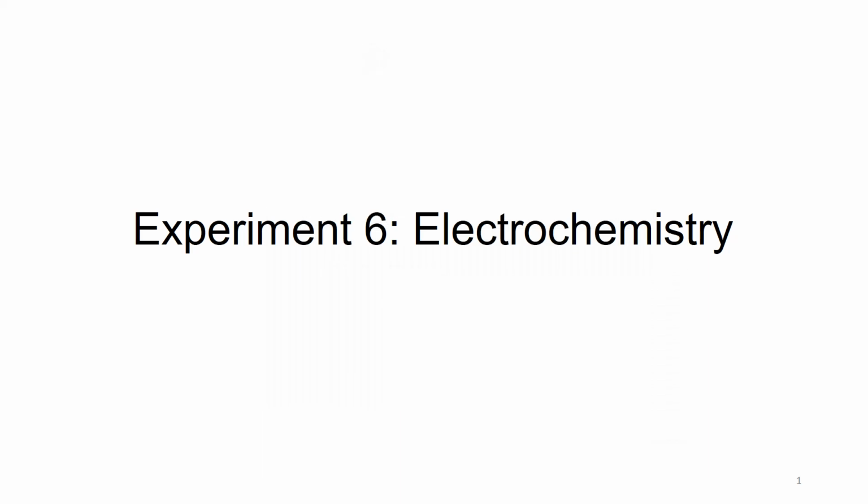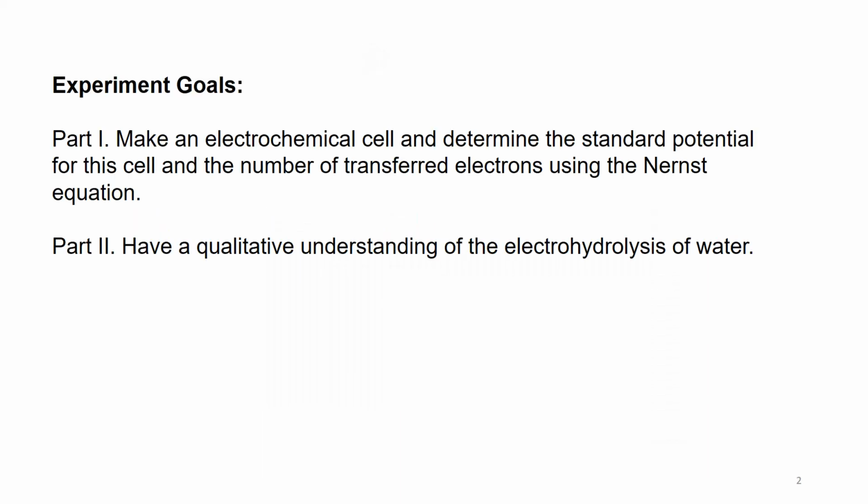Experiment number 6, electrochemistry. There are two parts. In part 1, we will make an electrochemical cell and determine its standard potential and the number of transferred electrons using the Nernst equation. In part 2, we will have a qualitative understanding of the electrohydrolysis of water.